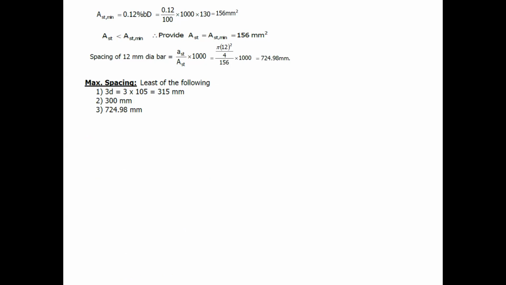Maximum spacing is the least of the following. This is as per the codal provision. 3 into d, second one is 300 mm, and the third one is 724.98. Among these three, you have to take the least. Which one is least? 300 mm, right? Yes, sir. So take down. Therefore, provide 12 mm diameter at 300 mm center to center.